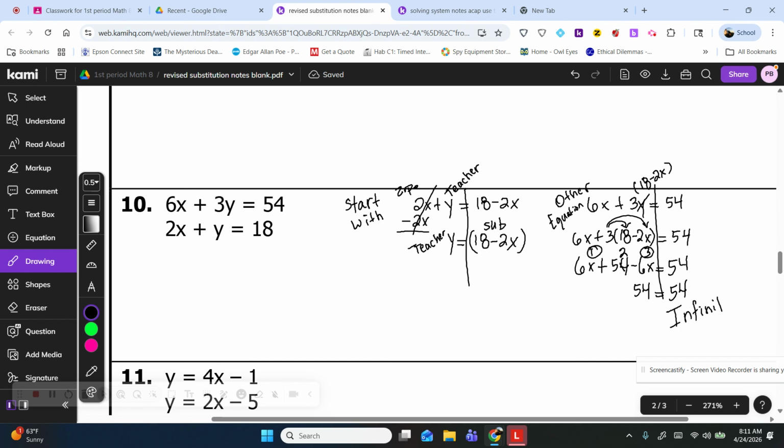infinitely many solutions. When the variables cancel and the leftover numbers do equal, put infinitely many solutions. And that means I already have my answer, so there's no need for me to do anything further. Do y'all understand? Okay. All right, guys.